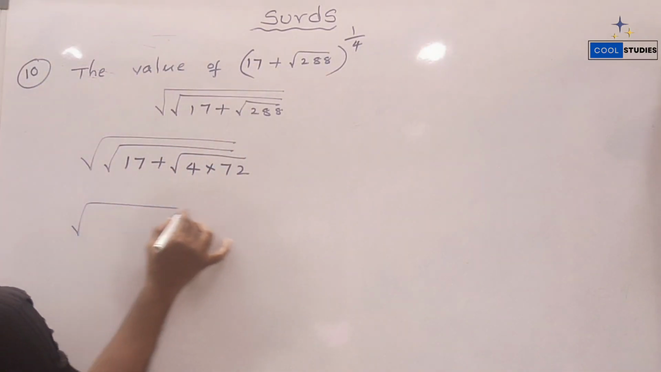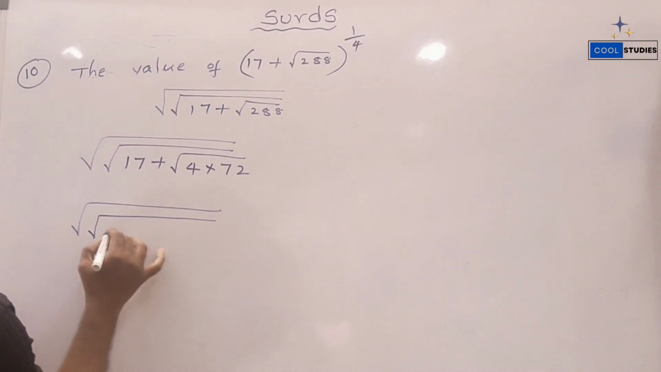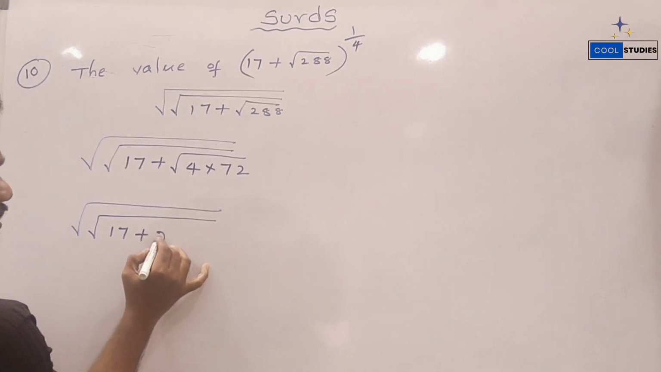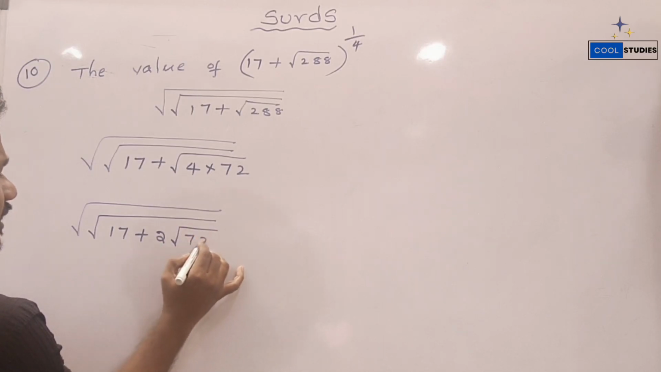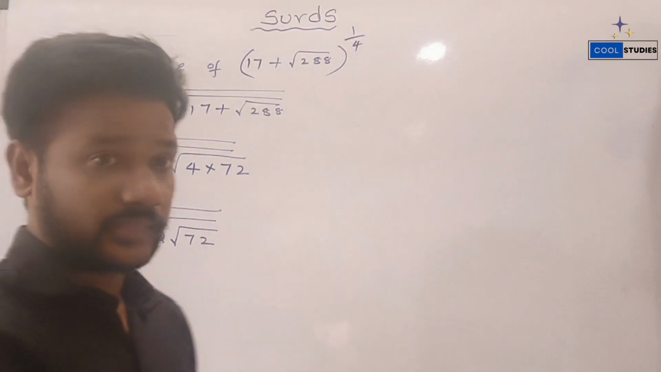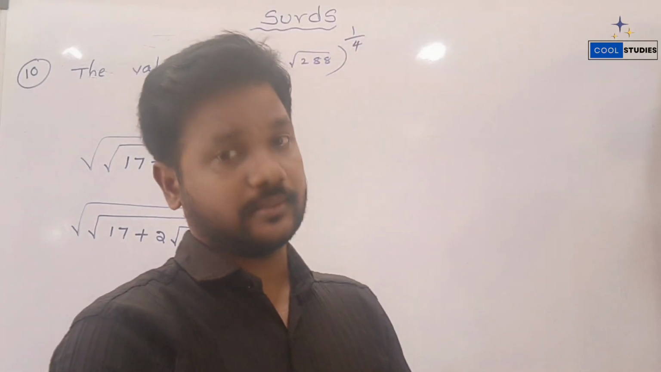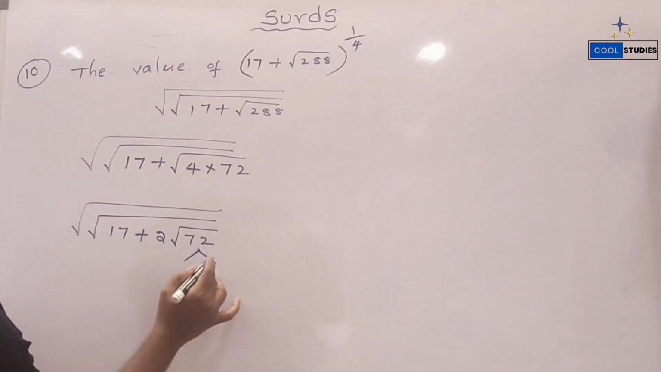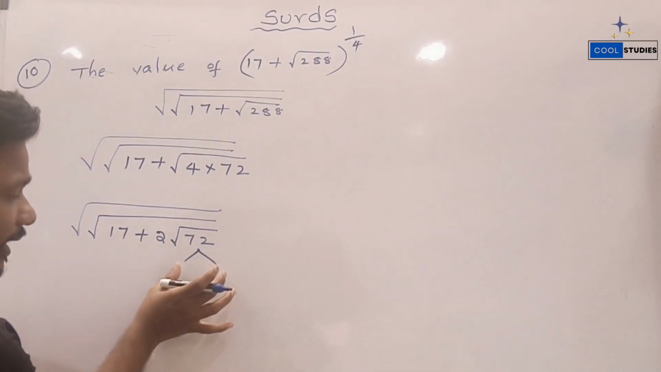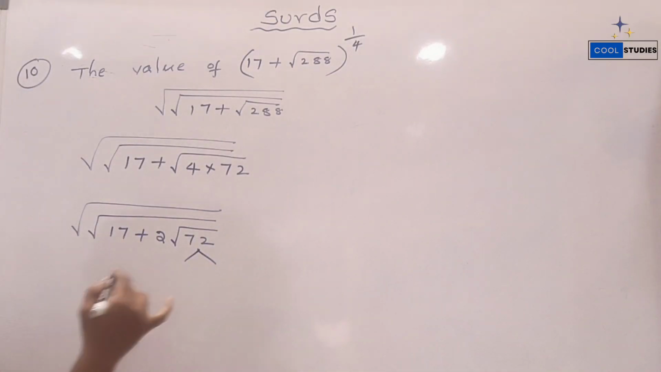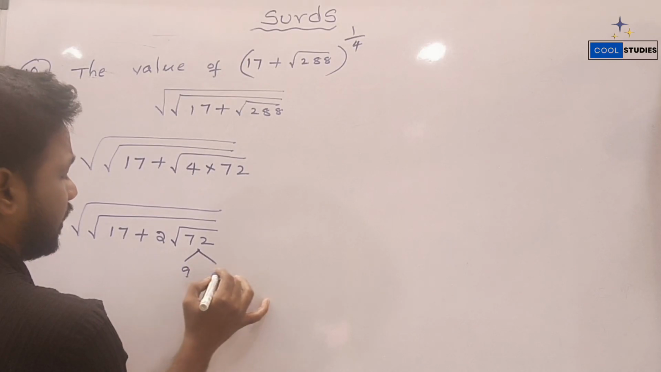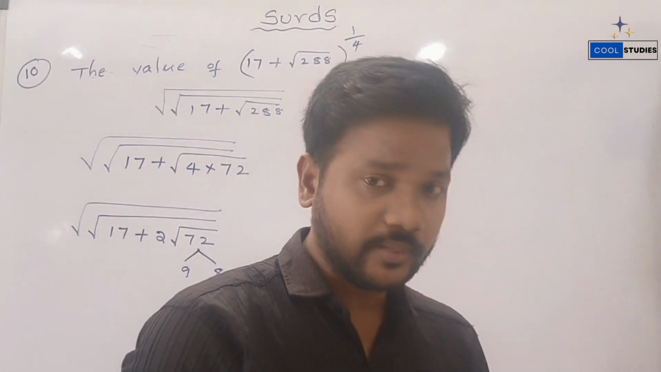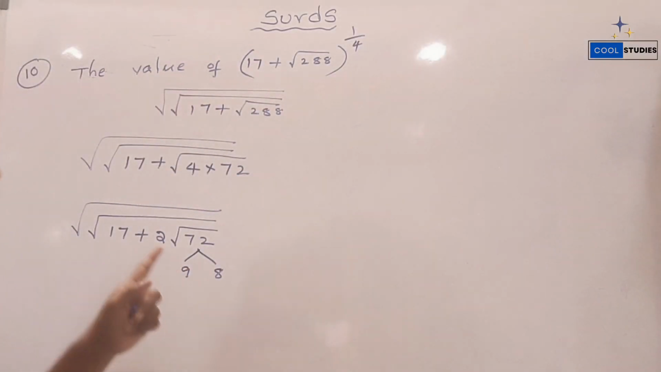Now root over, again the root over 17 plus root 4 value, what can you write? 2 root 72. Now tell me two numbers such that if you multiply them you get 72 and if you add these two numbers you get 17. So what can we write? 9 into 8. 9 eights are 72, and 9 plus 8 is 17.